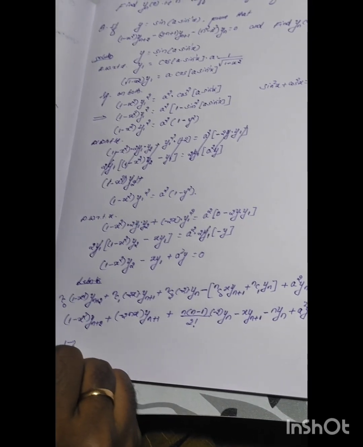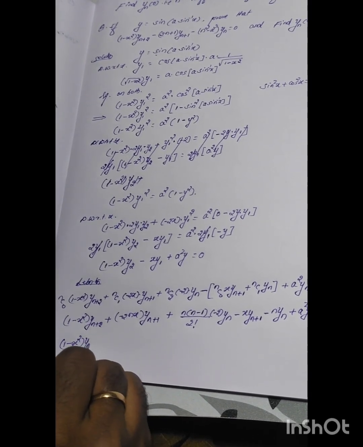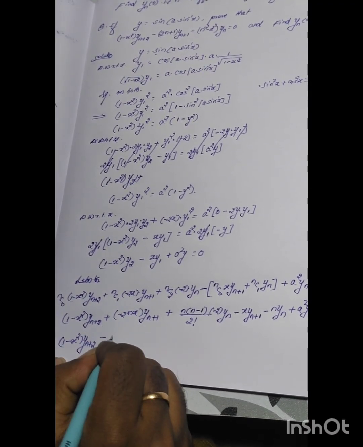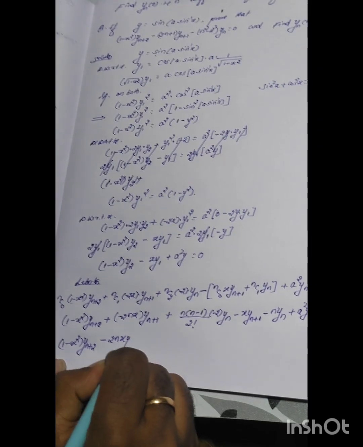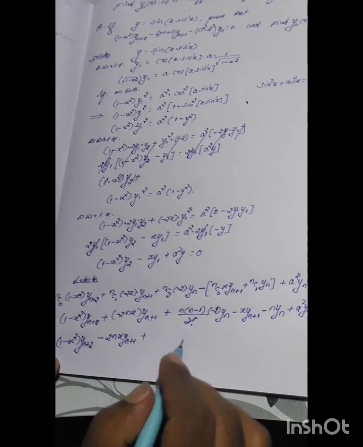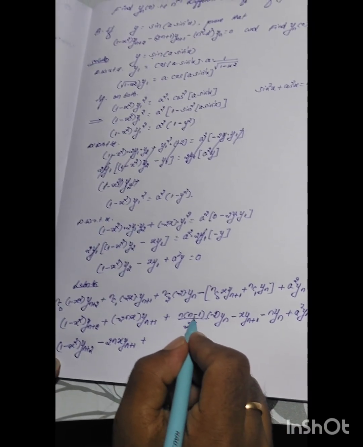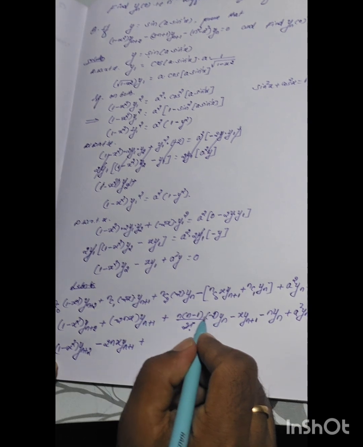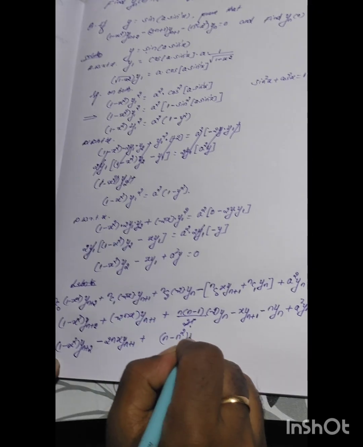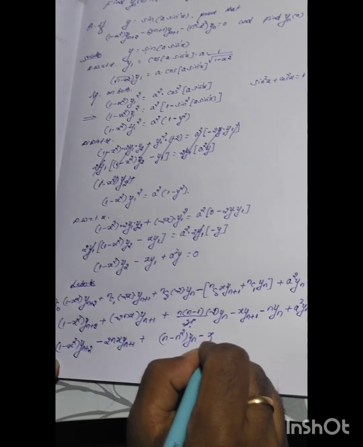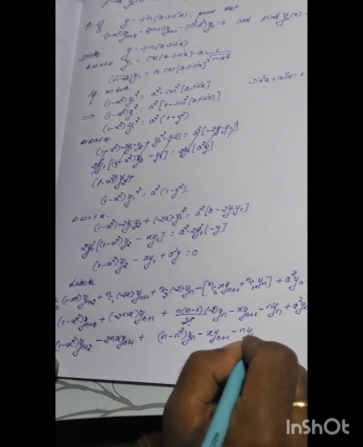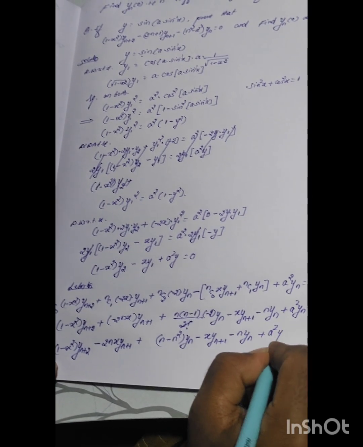Now (1 minus x square) into y(n+2), minus 2nx into y(n+1), since I have taken the minus outside, plus, the 2 and 2 factorial can be cancelled, so n into (n minus 1) will be n square minus n. With the minus sign it becomes n minus n square into yn. Also we have the minus x y(n+1) term, minus n yn term, plus a square yn term, whatever is there I will write as it is.